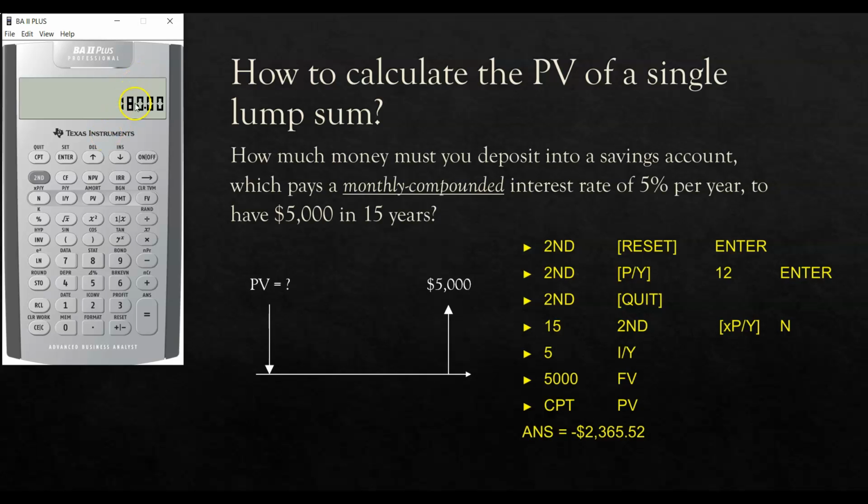And then what you do is you take this one, put that in as your N. And then after that, everything is the same as what we have done before, right? 5 for the interest rate, 5,000 for FV, and then you can go ahead and calculate the present value. So 5 for IY, 5,000 for FV, then go ahead and calculate the present value. And this is how you solve for the present value of $5,000 in 15 years, right? With an interest rate of 5% a year, but you have monthly compounding.